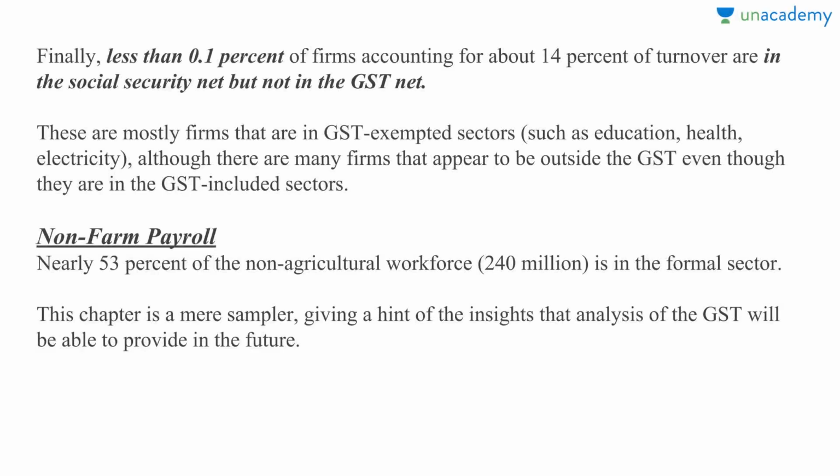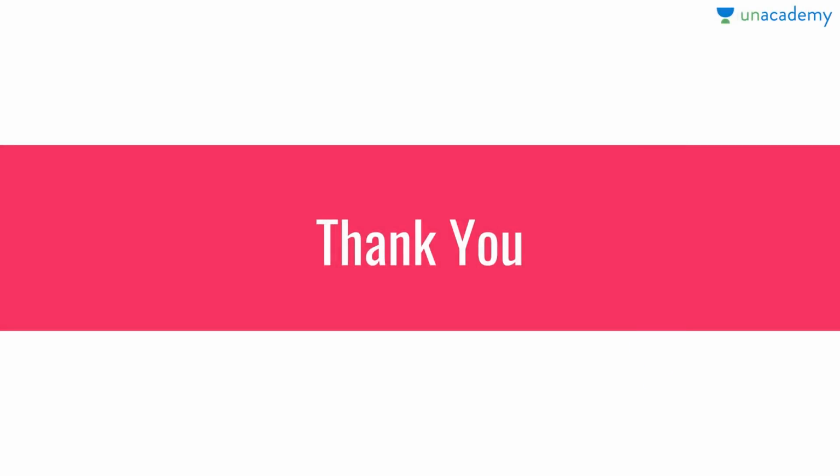And finally, less than 0.1% of the firms account for 14% of the turnover. Okay, that is huge. They are in the social security net but not in the GST net, which means they are not there. And these firms are in the GST exempted sector, that's why they don't have to pay GST, like education, health, electricity, etc. Okay, non-farm payroll: nearly 53% of the non-agricultural workforce, which is 24 crore people, are in the formal sector. Okay, so this chapter has just given hints based on the GST analysis, and once more and more data comes, we will be able to analyze it in a much better way.